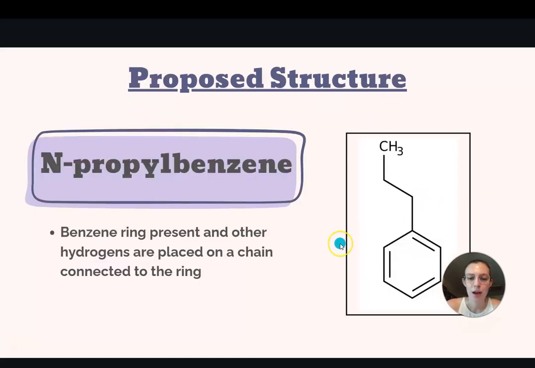So finally, we have our proposed structure here, which is n-propylbenzene, which you can see we just put together the ring there, and then we put together the carbons that were in the chain and just attached them together, and that's what our molecule is going to look like. The benzene ring is present and the other hydrogens are placed on a chain connected to the ring.